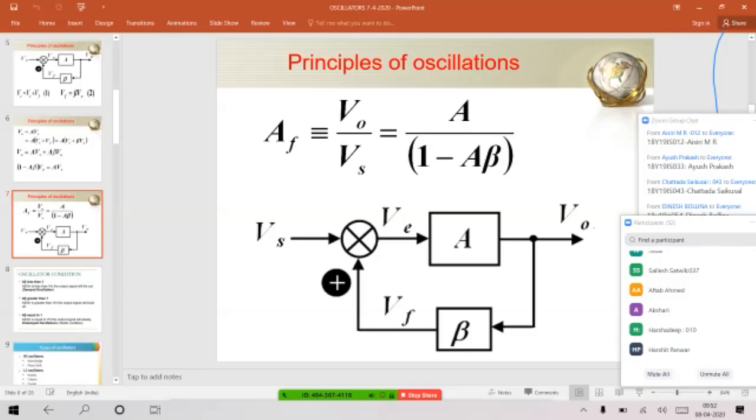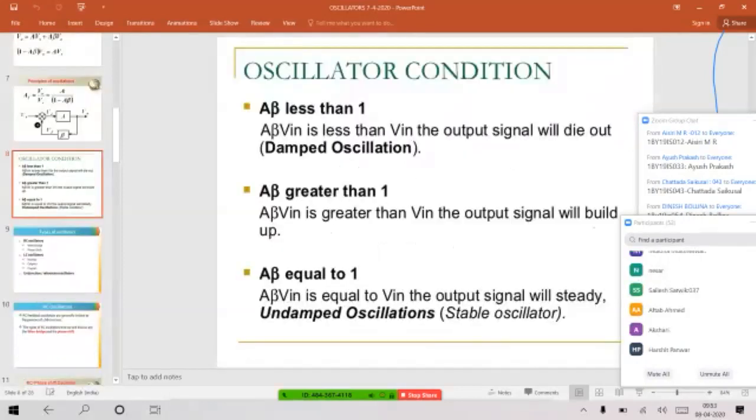For the time being, try to understand the expression for gain with feedback in an oscillator. That is positive feedback I'm talking about. Then try to comment on the expression, taking the cases A beta less than 1, A beta greater than 1, and A beta equal to 1. Again, we'll solve a few problems, and there you will get more clarity on this.